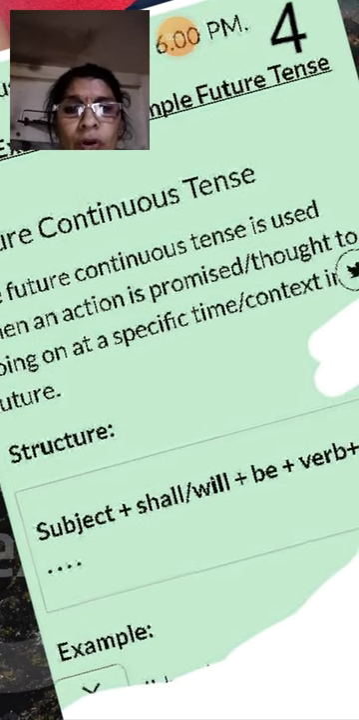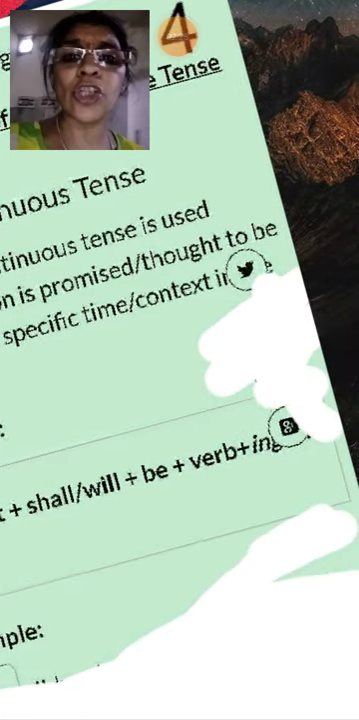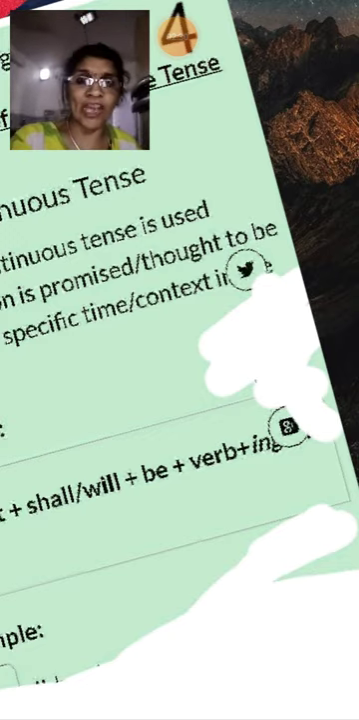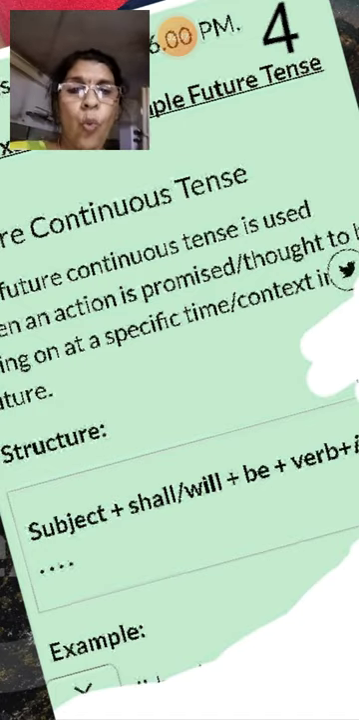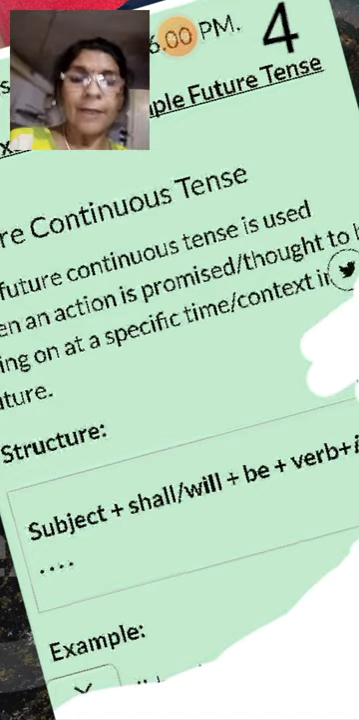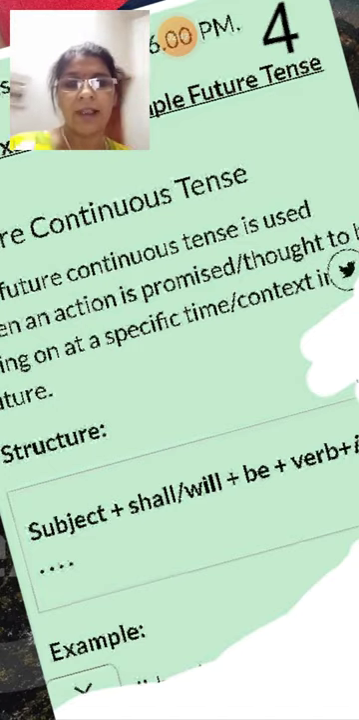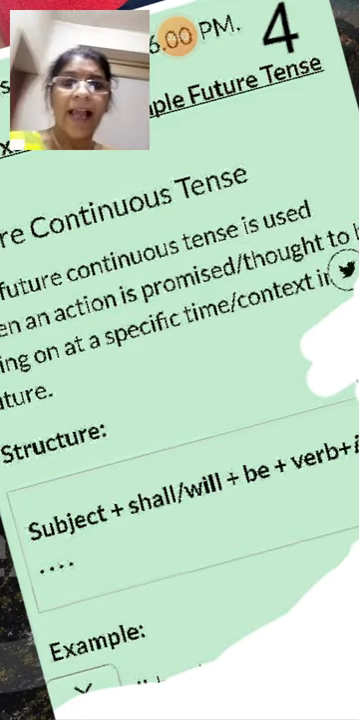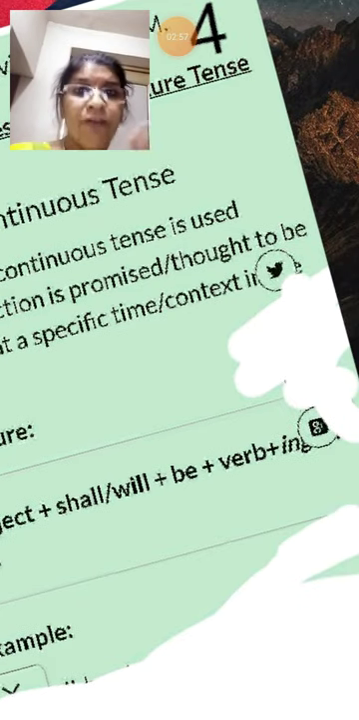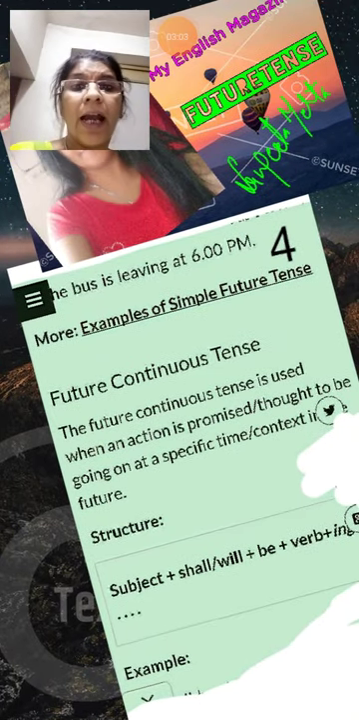It is a future tense, and the structure is subject, shall or will, plus be, plus verb plus ing. What is used in this tense? This structure is very common: you use the subject, shall or will, plus be, plus verb plus ing. This is the future continuous tense.